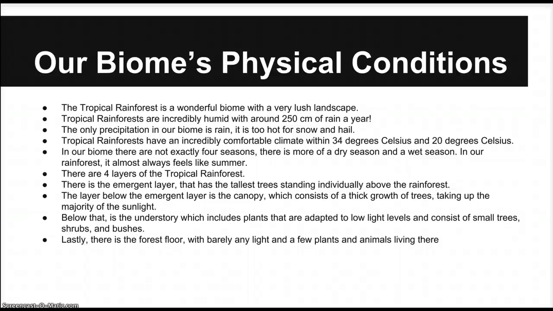Adding on to what Sophie said before, there are 4 layers of the tropical rainforest. There's the emergent layer that has the tallest trees standing individually above the rainforest. The next layer is the canopy, which consists of a thick growth of trees taking up the majority of the sunlight. Below that is the understory, which includes plants that are adapted to low light levels and consist of small trees, shrubs, and bushes. Lastly, there's the forest floor with barely any light and a few plants and animals living there.